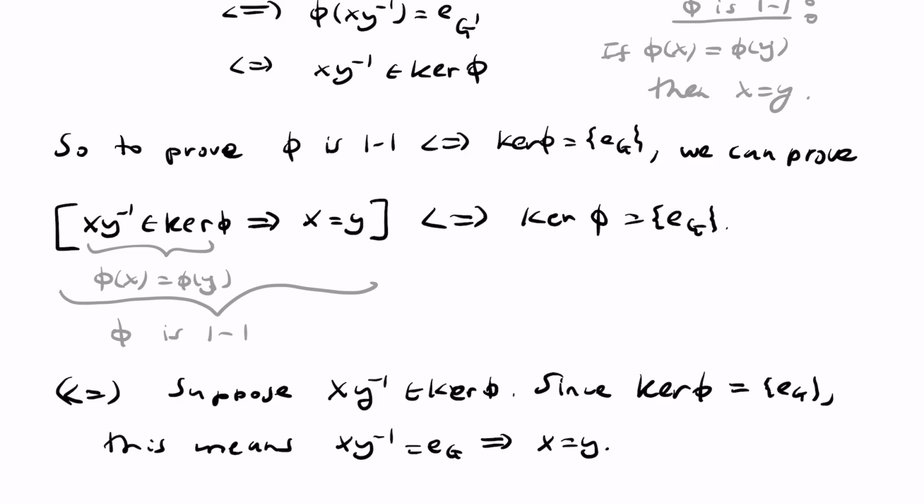Great. So the forward direction is something that I want you to try on your own. So actually give this an honest try. And the hint is to set y to be the identity in G and see what happens.